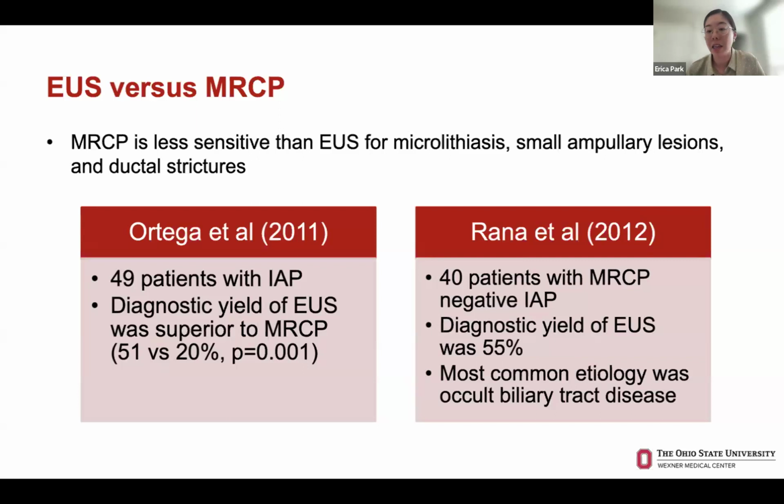In a separate study of 40 patients with MRCP negative idiopathic acute pancreatitis, meaning MRCP did not reveal anything, EUS was able to find an etiology in around 55% of these cases, with the most common etiology being occult biliary tract disease, such as microlithiasis. This suggests that EUS is particularly good at excluding biliary causes compared to standard MRCP.